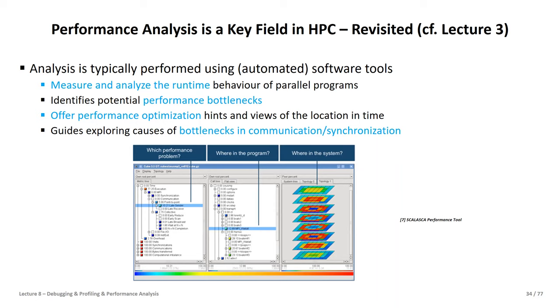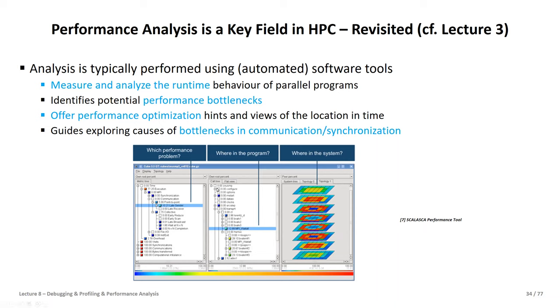So then, of course, the idea of using these tools is that you get an optimization hint or a view of what the problem is. And of course, this helps you a lot when you think about the whole stepwise approach. So where is it happening? Where in the application? And this helps with different causes of problems that you can identify. Is it a bottleneck in communication or is it a synchronization problem and things like that? So Scalasca here is one tool which is very good at this.